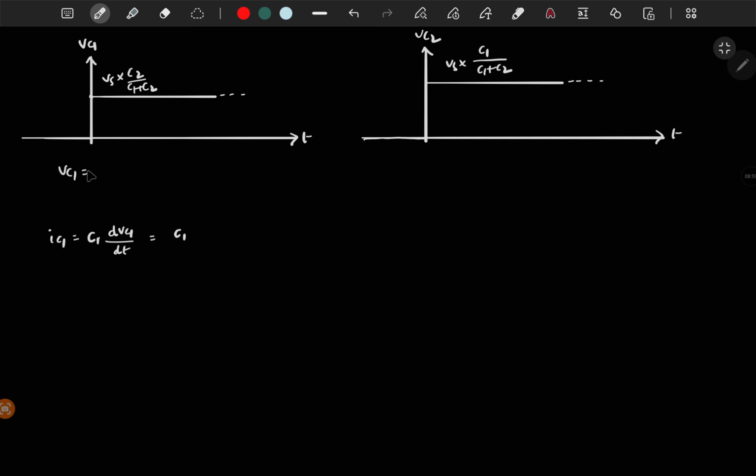So Vc1 is 0 for t less than 0 and it is this value for t greater than 0. It is a step function with this amplitude. So we can write it as Vs times C2 by C1 plus C2 times u of t, and Vc2 is similarly Vs times C1 by C1 plus C2 times u of t.